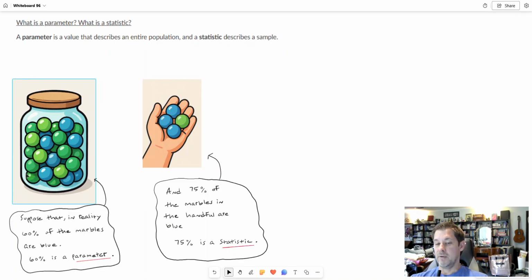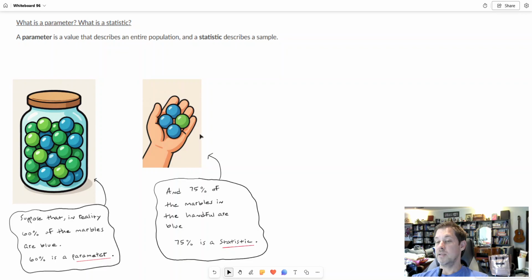how many or what portion of the marbles in the jar are blue, why not just open the jar, dump them out, and count them, because then you'll know, right? Why just take a handful out if it can be misleading? If the sample might not represent the population, why do it that way?